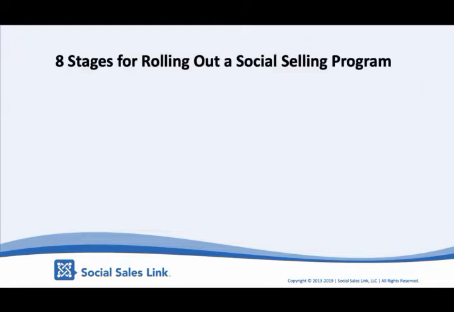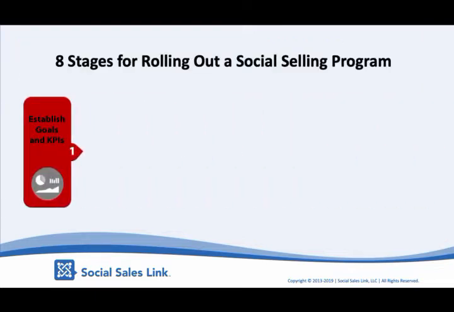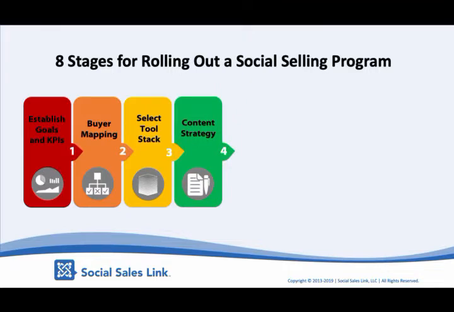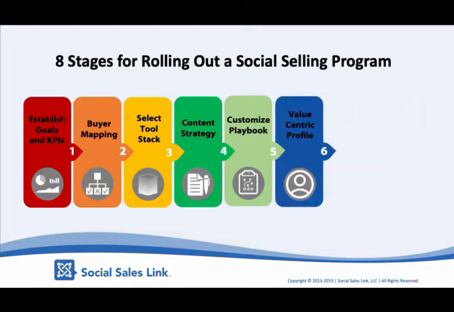So these are our eight stages, right? Let's do it again. So establish goals and KPIs. What are we going to measure? Buyer mapping. Who are we going to go after? Selecting the tool stack. What are the productivity tools that we're going to offer to help enable our team to be successful? Putting a content strategy in place for both original and curated content. Customizing a playbook so that they can see what they need to do on a daily basis. It makes it really simple for them.